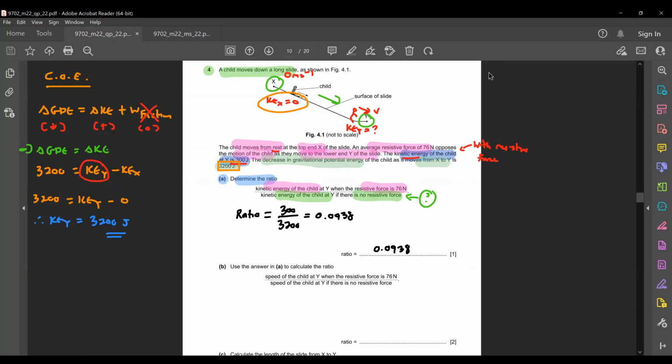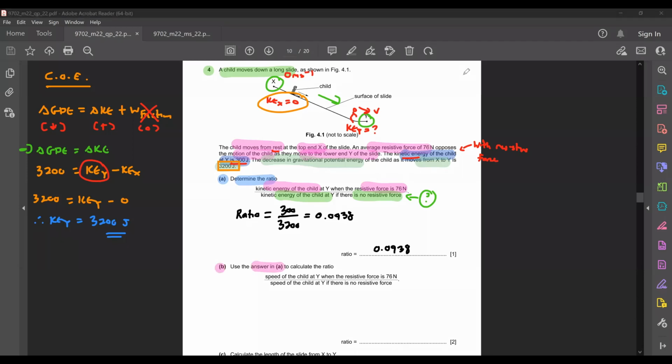Then if you move on to part B, it wants you to use your answer in A to find the ratio of the speed of the child at Y when the resistive force is 76 Newton to the speed of the child at Y if there's no resistive force. You're still finding the ratio with resistive force to without resistive force, but here they want the speed. Since they ask you to relate to the question above, you are talking about KE here. KE is related to speed by this equation: KE equals half mv squared.